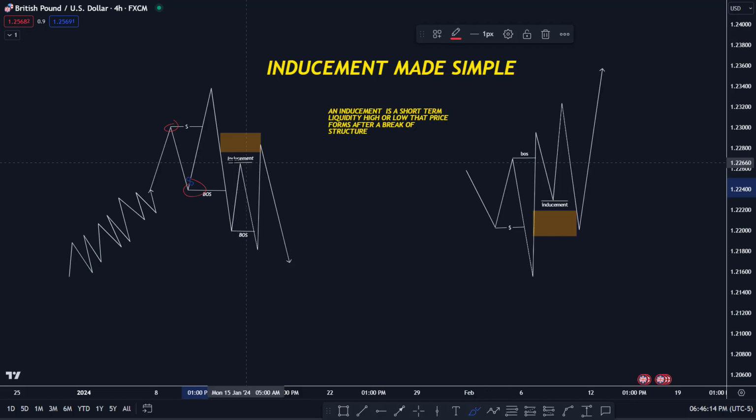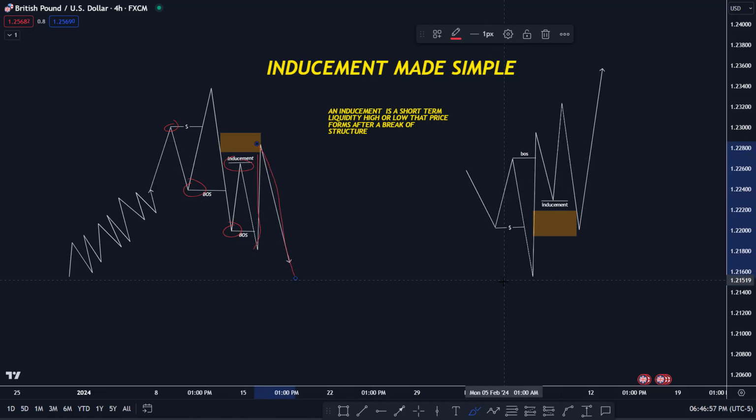That slight pullback is what we call an inducement, a short-term liquidity high or a short-term liquidity low. It usually forms right below or above our point of interest, right? So price comes and forms our inducement and then comes and gives us a second breakup structure. This second breakup structure right here confirms our inducement. After that second breakup structure, price will then come back up and clear that inducement, that short-term liquidity high or low, and tap into our order block or fair value gap or IPA, and then come back and purge lower.